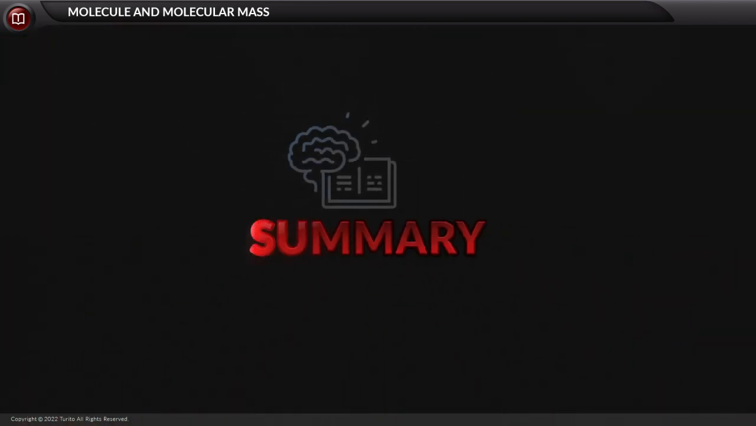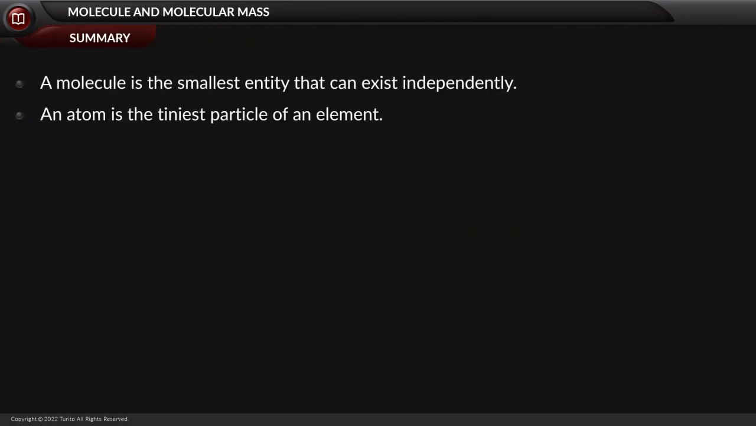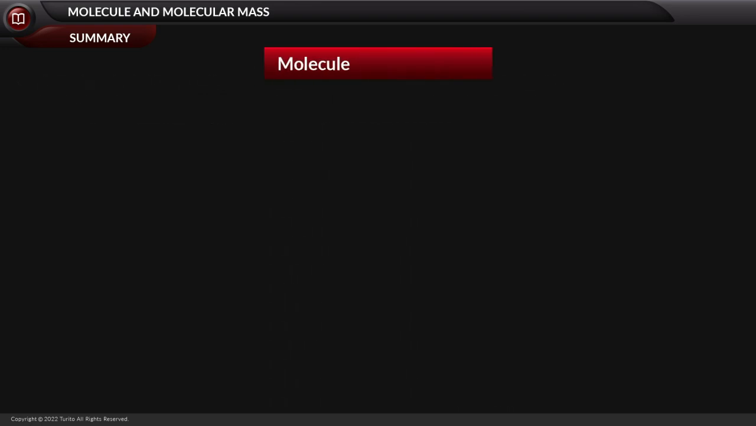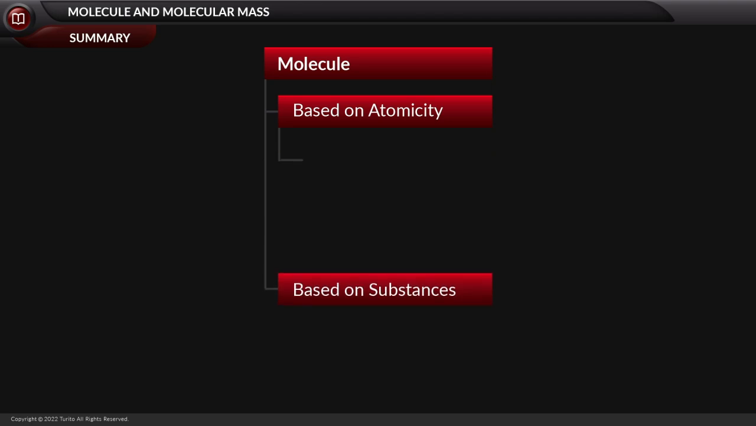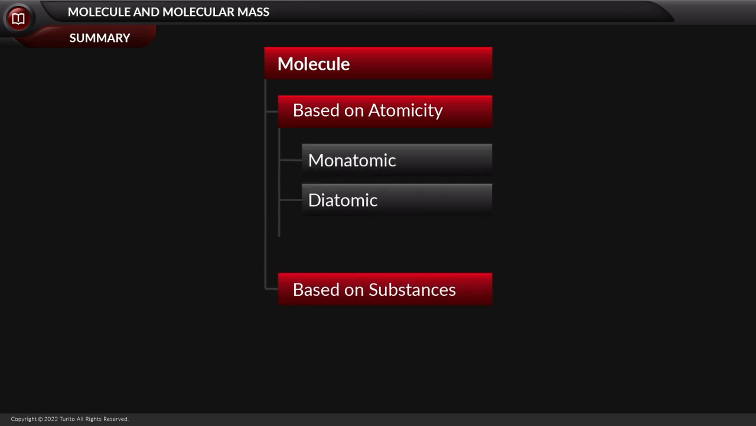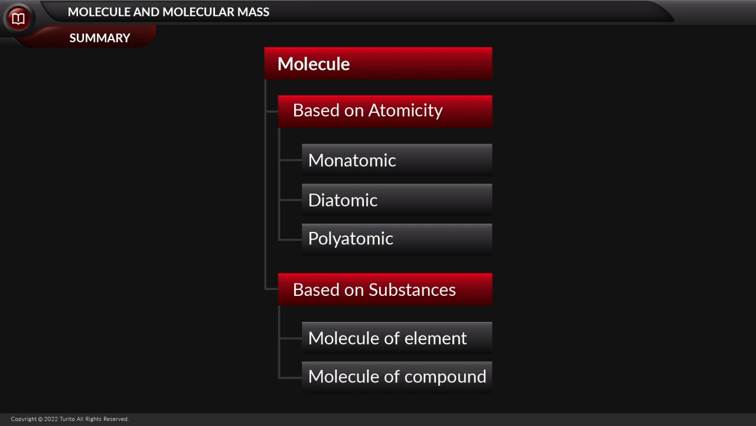As we reach the end of the module, let us summarize. Firstly, we learned about the molecule. A molecule is the smallest entity that can exist independently, while an atom is the tiniest particle of an element. The molecule is further divided based on atomicity and based on substances. Based on atomicity, it is divided into monatomic, diatomic, and polyatomic, while based on the substance, it is divided into the molecule of an element and molecule of a compound.